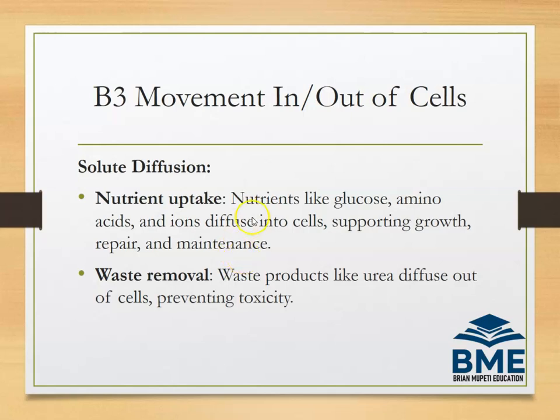When the cell has used these nutrients, sometimes we have waste products being created. These waste products need to be removed from the cell. Diffusion is critical in waste removal because it allows products like urea to diffuse out of the cells. The importance of this is that it prevents toxicity.